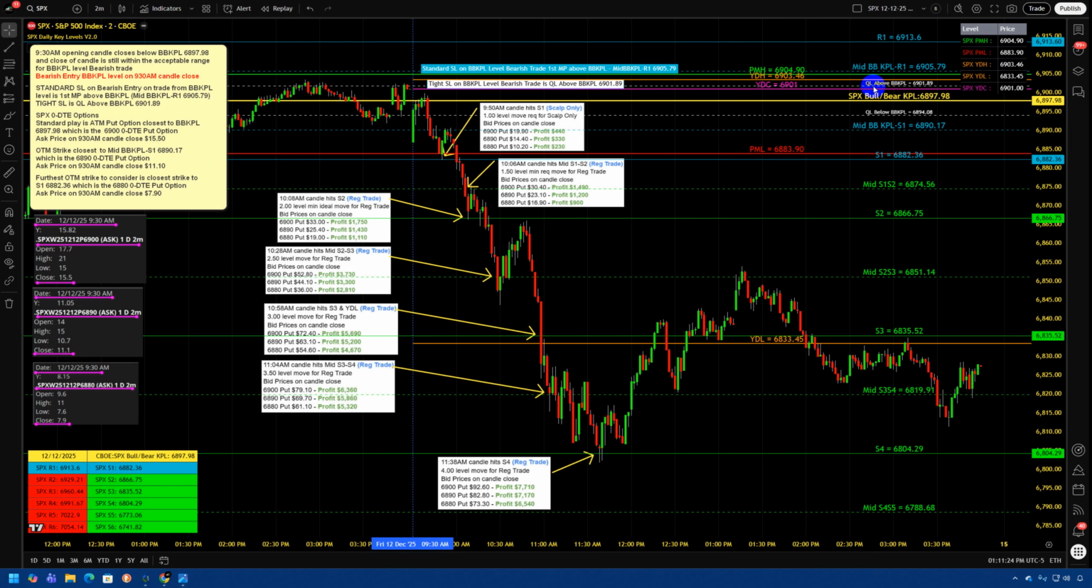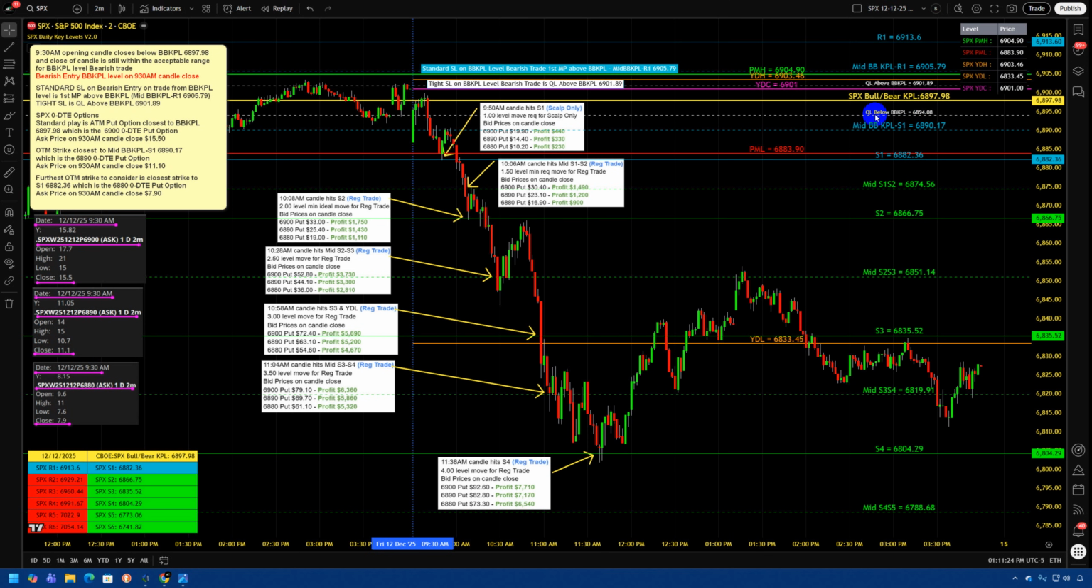The midpoint levels and the QL levels are not levels that you take trades off of. They serve other purposes. With this indicator, the QL levels are for tight stop losses if you prefer to use tight stop losses on your trades. As you can see here, we just have the QL above the BBKPL level and the QL below the BBKPL level turned on. That is the default native display on startup.